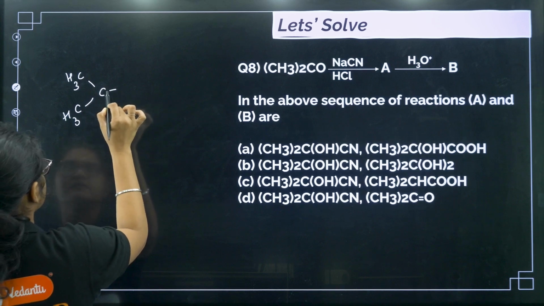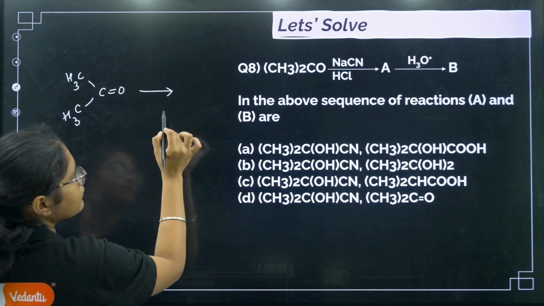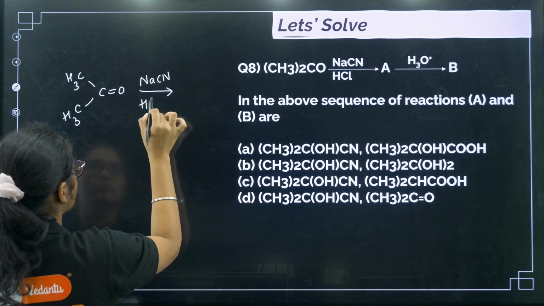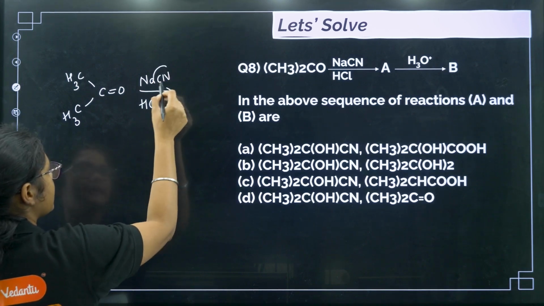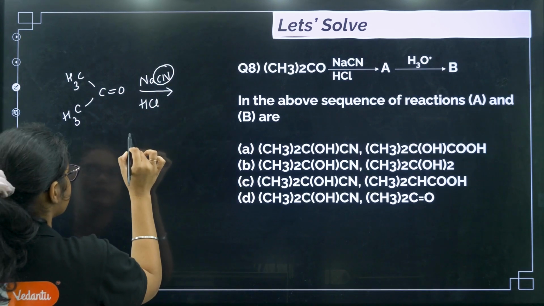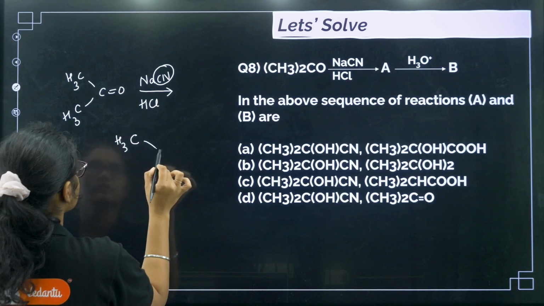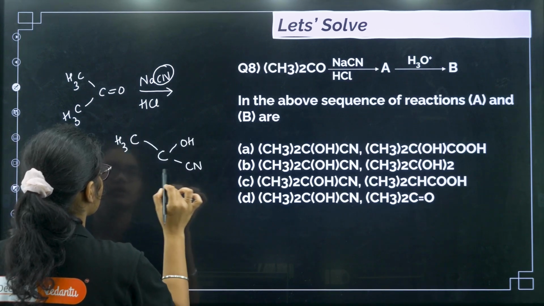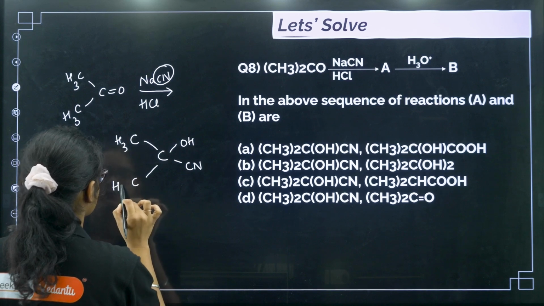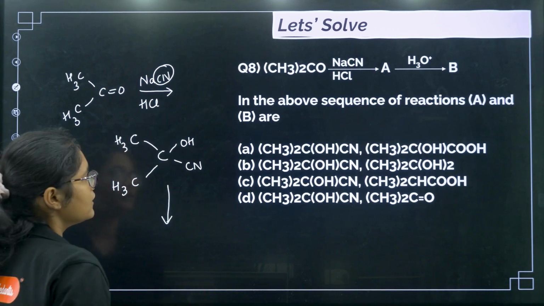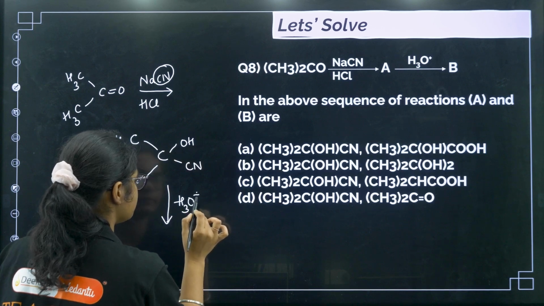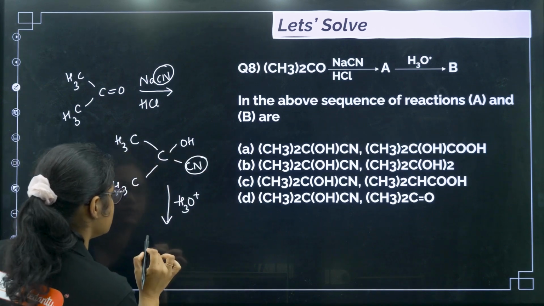Okay. Then CO group, and then you have NaCN and HCl. Right. So what will happen? Cyanohydrin will be attacking. So we will get here CH3, COH, CN, and then again CH3. Right. Now if you see H3O+ is there, what will H3O+ do? It will convert CN to COOH.